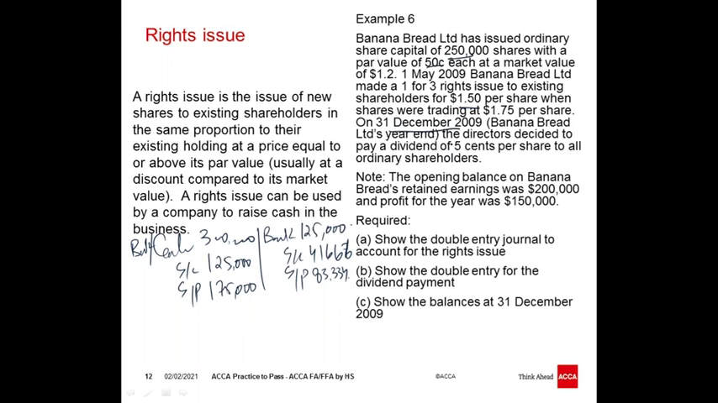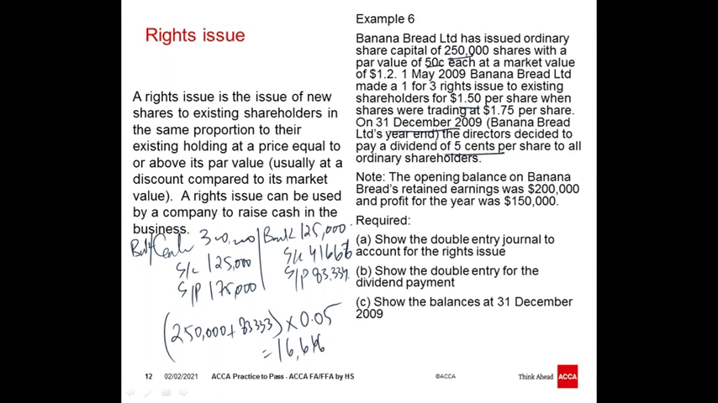On 31st December 2009, the directors have decided to pay a dividend of 5 cents per share to all the ordinary shareholders. The company has issued, in fact, 2,50,000 shares plus 83,333 shares. Adding this figure and multiplying by 5 cents per share, 0.05, the 2,50,000 shares plus 83,333 multiplied by 0.05, the amount of the dividend will be 16,666. The calculations are a little bit complex here because of decimal places.